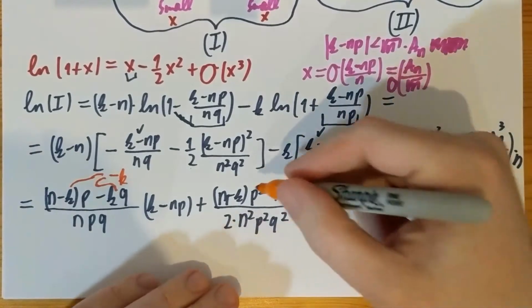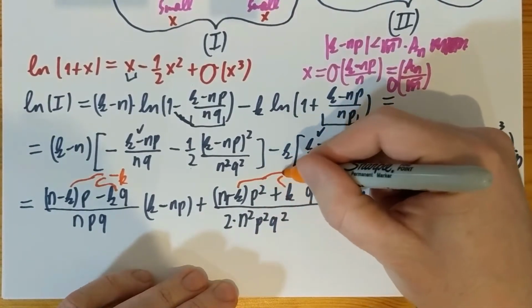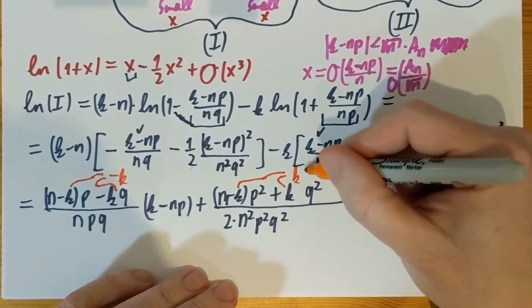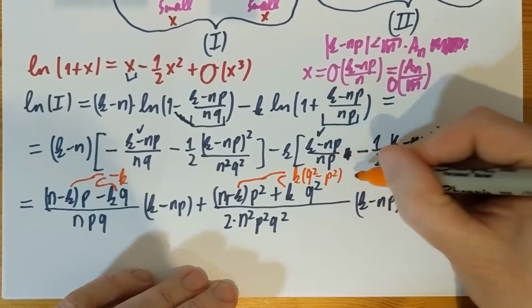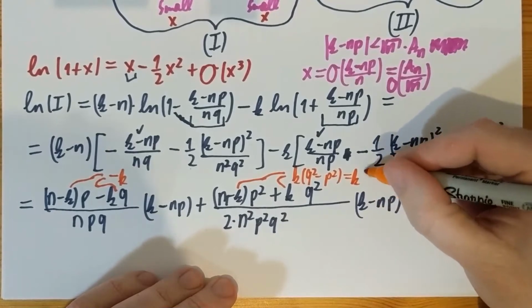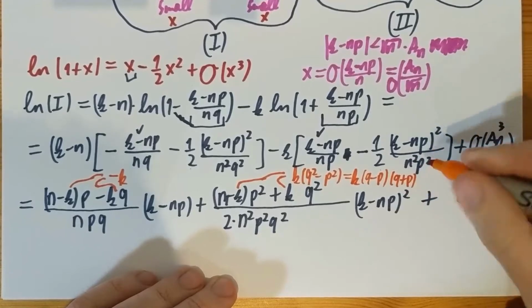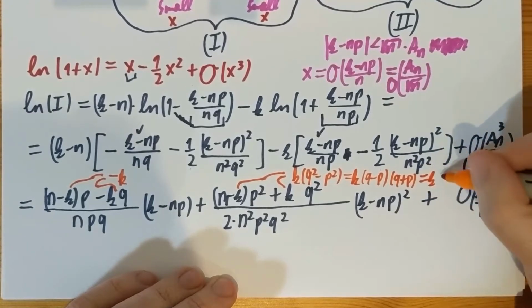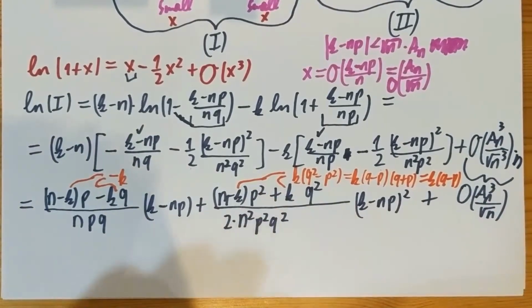The other interesting feature is that from these two terms I have a k times q squared minus p squared. But what is q squared minus p squared? It's q minus p and q plus p. However, q plus p is 1. So that's just k of q minus p. So those two terms just turn into k of q minus p. So that's the next thing I want to make use of.